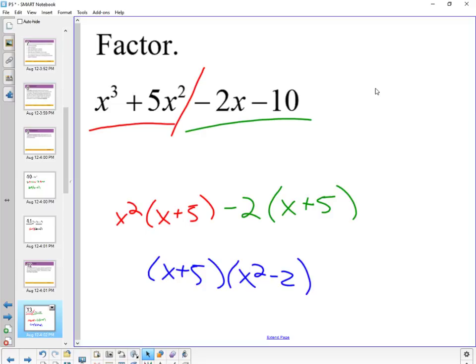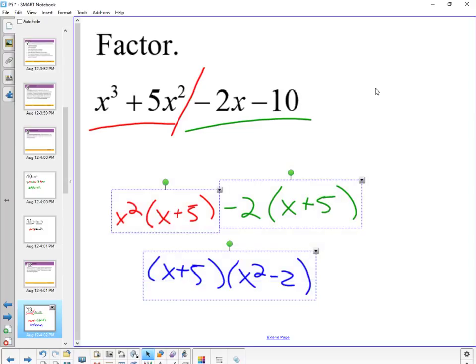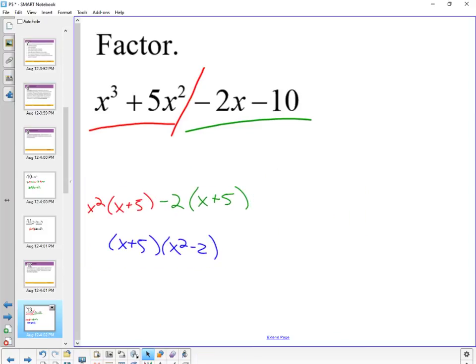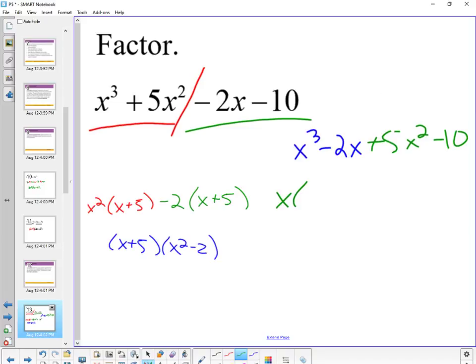Now, again, that's my method. Don't be afraid to group them differently. Maybe you want to group x³ minus 2x and group plus 5x squared with the -10 for whatever reason. So looking at the blue part, what can I factor out? I could factor out an x, and I would be left with x squared minus 2. Looking at the green part, I could factor out a 5 maybe? Yes. So plus 5, that would leave me with x squared minus 2.